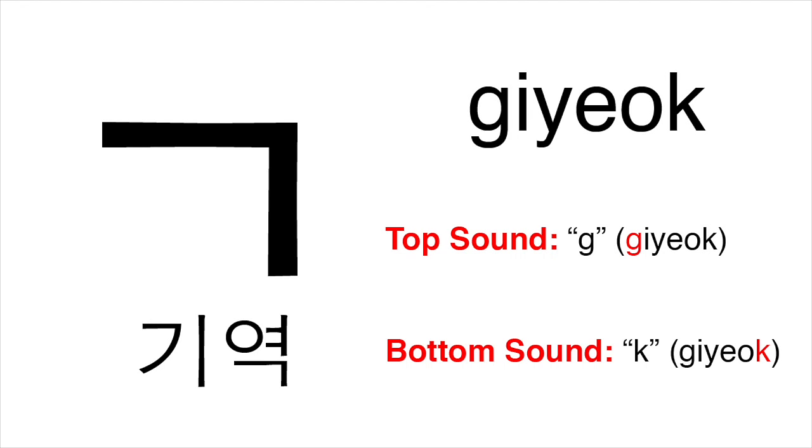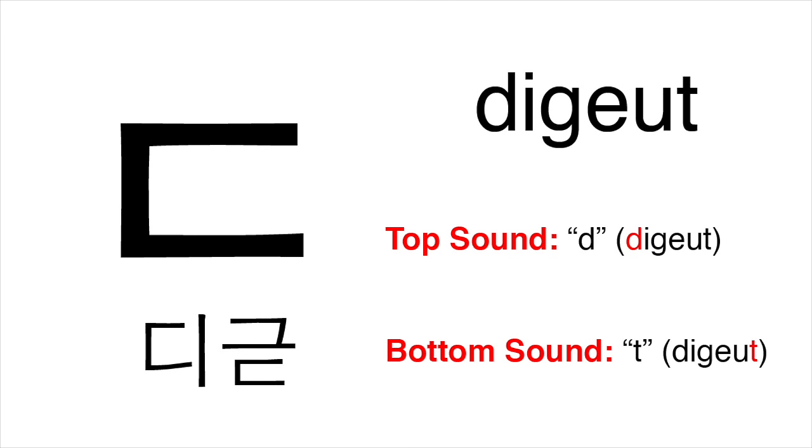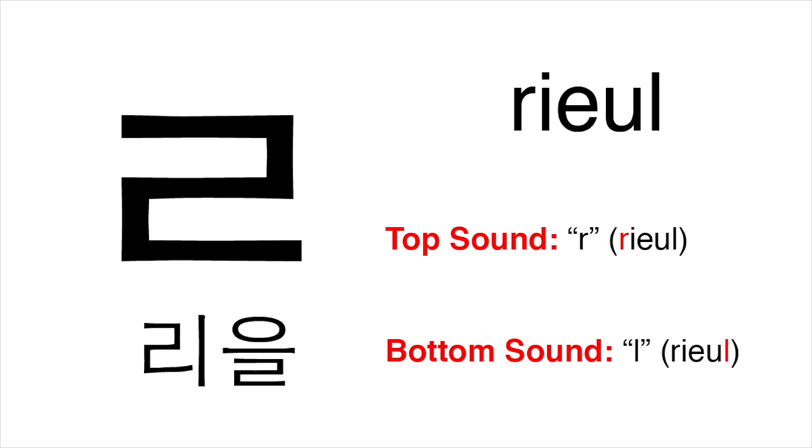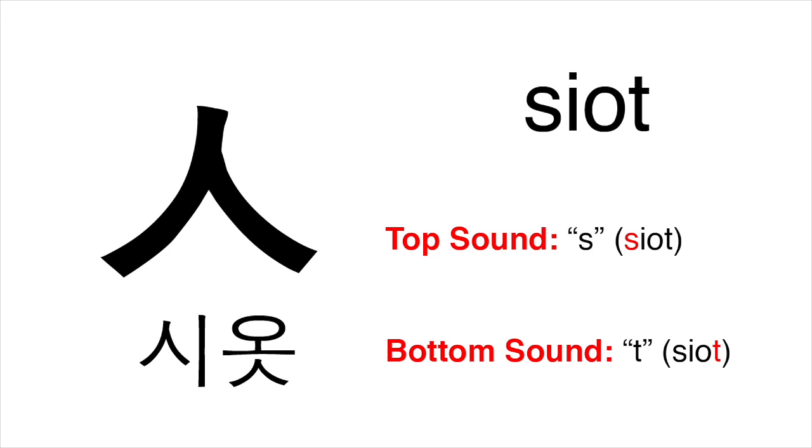Hyuk has a G sound for top and a K sound for bottom. Nian has an N sound for both. Tigut has a D sound for top and a T sound for bottom. Rir has a similar sound to L and R for both. Mium has an M sound for both. Biup has a B sound for both. Shiot has an S sound for top and a T sound for bottom.